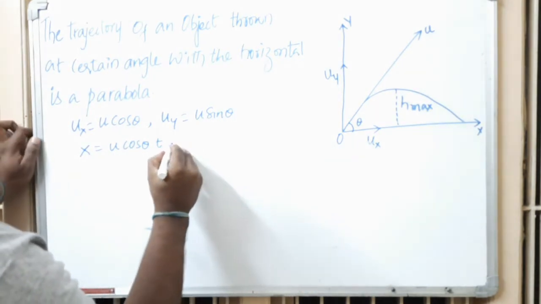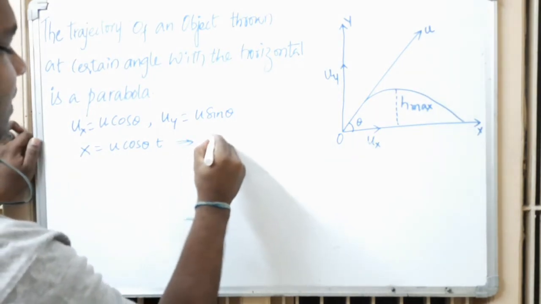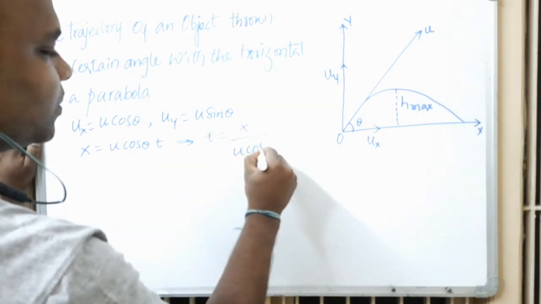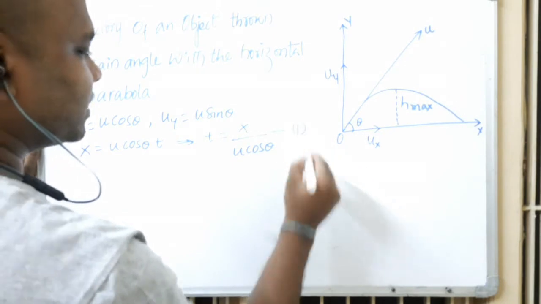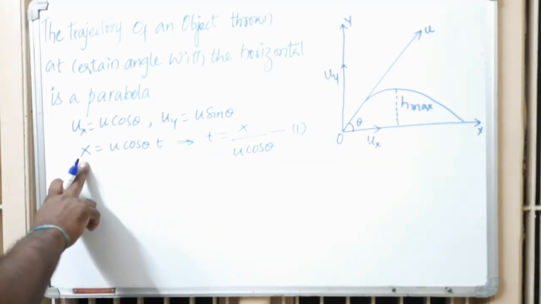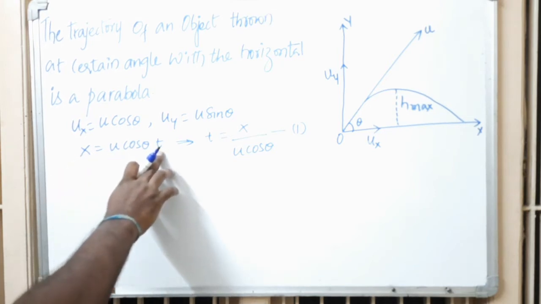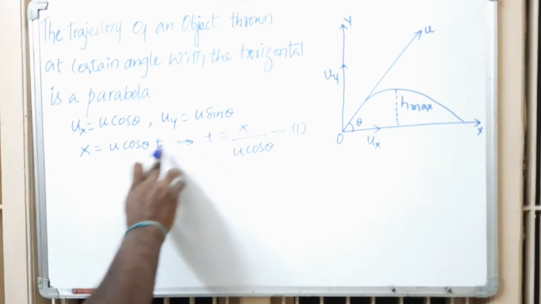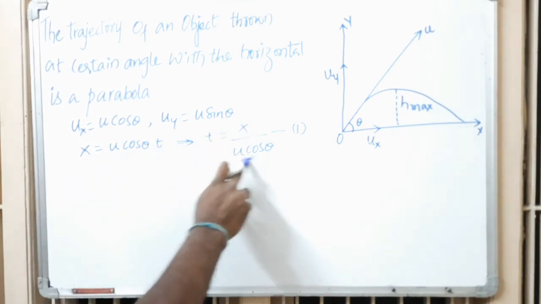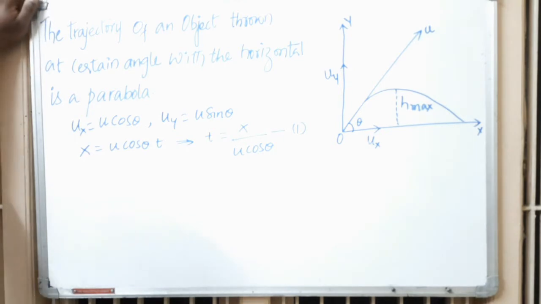So I will write this as t is equal to x by u cos theta. Let it be equation 1. I have taken the horizontal distance traveled, x is equal to u cos theta t. As I want t, I cross multiplied to this side, then t is x by u cos theta. Let it be equation 1.